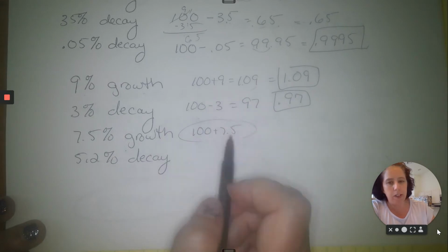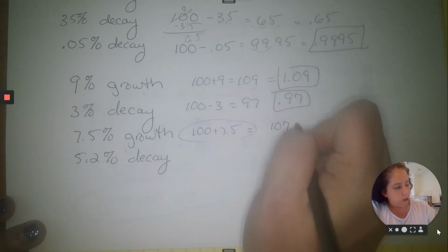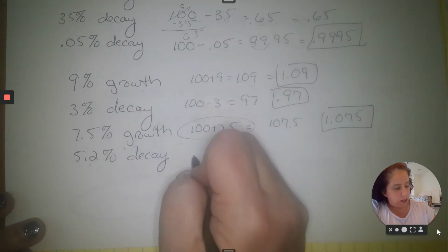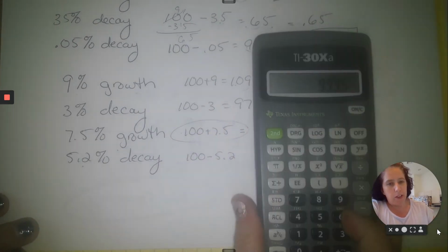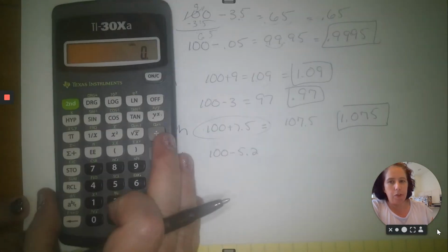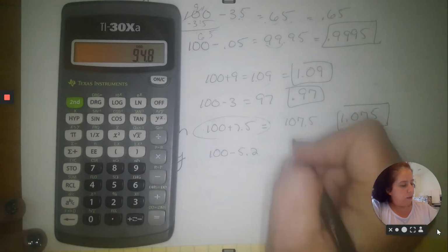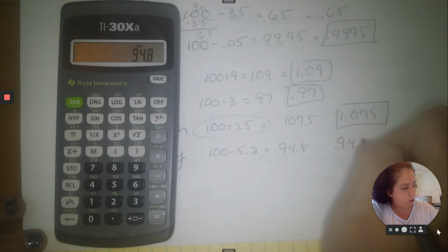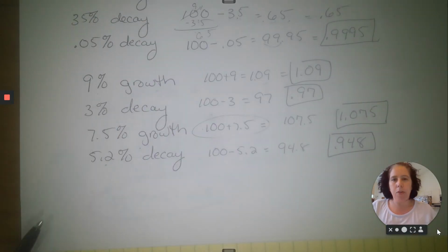Again, you don't have to write this part right here, especially with the growths. You should be able to figure it out. So it's 107.5, so that would be 1.075. And then a 5.2% decay, so 100 minus 5.2. Okay, I'm even going to use my calculator on this one just so I don't get it wrong. 100 minus 5.2. All right, so 94.8. Move the decimal, 0.948. Got them? Okay, hopefully you got them.